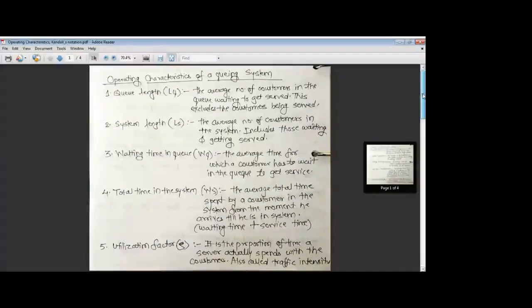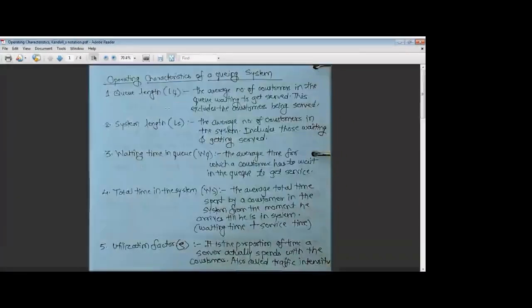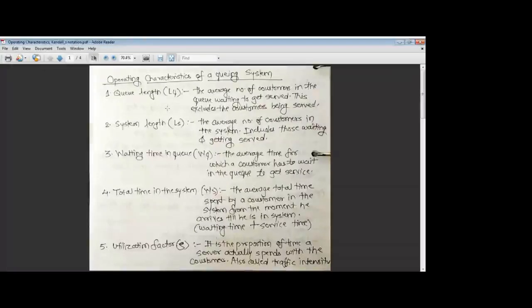Now, the first operating characteristic of a queuing system: we are going to start with the queue length, and it is denoted by LQ, a capital L and a small q. So what is the queue length? It is the average number of customers in the queue waiting to get served. This excludes the customers being served. We have also seen it previously, but now we have named the terminology because we are going to use it in the numericals. So the average number of customers in the queue waiting to get served is called the queue length, and remember that it excludes the customers that are being served.